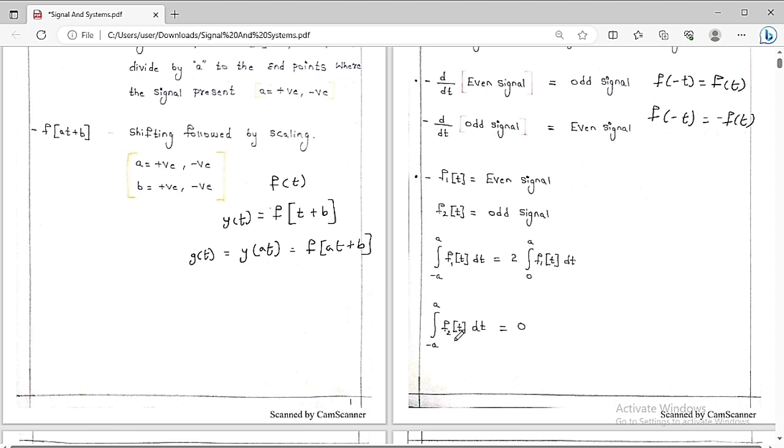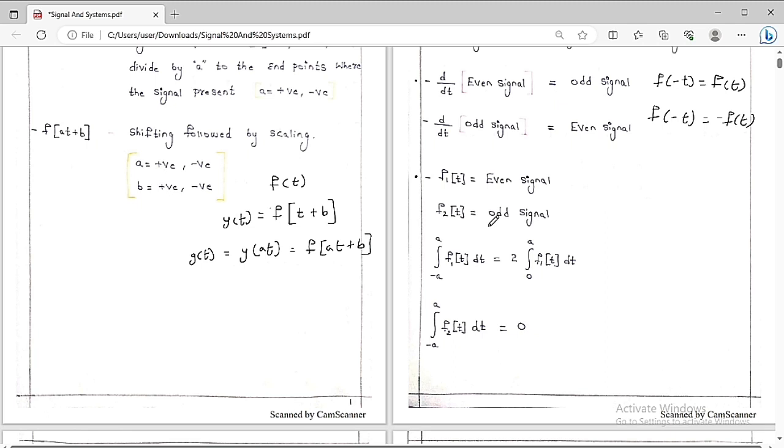As I already told you, here f2 of t is an odd signal, then the integration from minus a to a of f2 of t dt is equal to 0, because from minus a to 0 the signal is reversed. If from 0 to a it is positive, then the signal from minus a to 0 will become negative. So quite opposite. The positive and negative areas get cancelled, and the overall value we get is equal to 0. So this point you always have to keep in your mind. So when f1 of t is an even signal, the integration from minus a to a of f1 of t dt is equal to 2 times the integration from 0 to a of f1 of t dt.